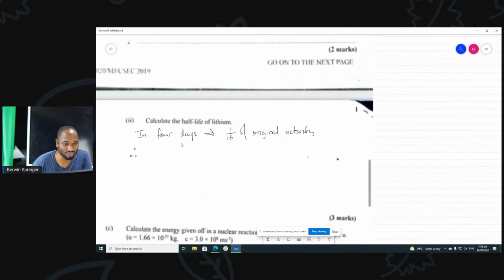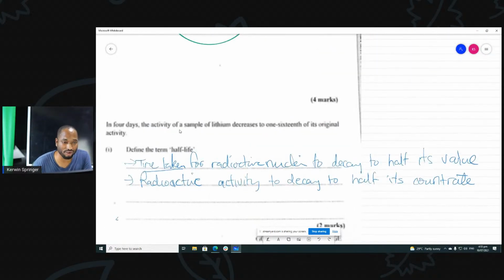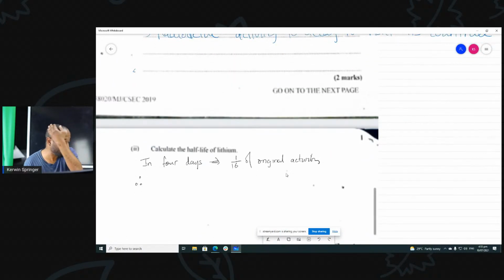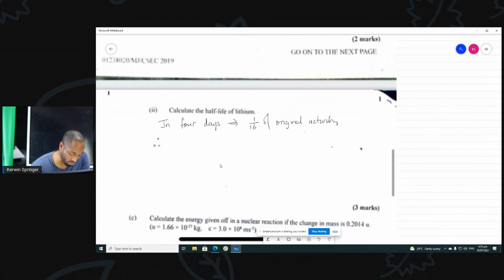Okay, so where we reached, they said in the question that in 4 days, it went to 1/16 of the original activity. How much time will it take to go to half of the original activity? You could follow our step. You could say maybe, well, in 2 days, if you divide this by half, we would expect it would have been 1/8.